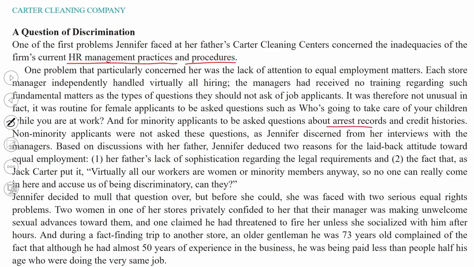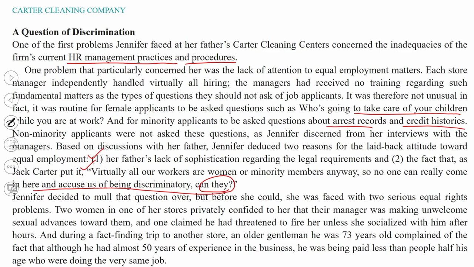So these are some of the insensitive questions that the job applicants are getting from the company. Non-minority applicants were not asked these questions, as Jennifer discerned from her interviews with the managers. Based on discussions with her father, Jennifer deduced two reasons for the laid-back attitude toward equal employment. First, her father's lack of sophistication regarding the legal requirements. And second, the fact, as Jack Carter put it, virtually all our workers are women or minority members anyway. So no one can really come here and accuse us of being discriminatory, can they? So can they? This is a question.